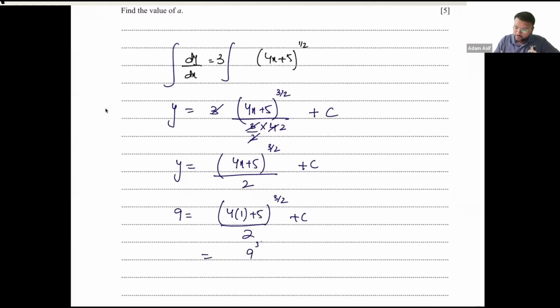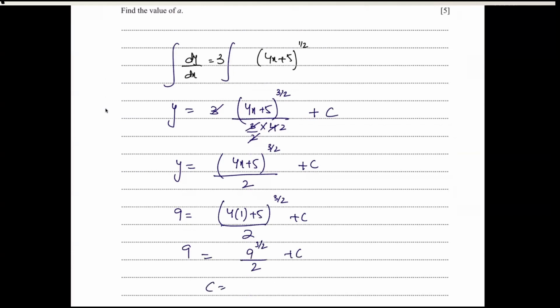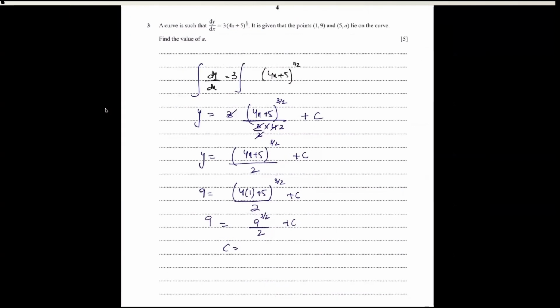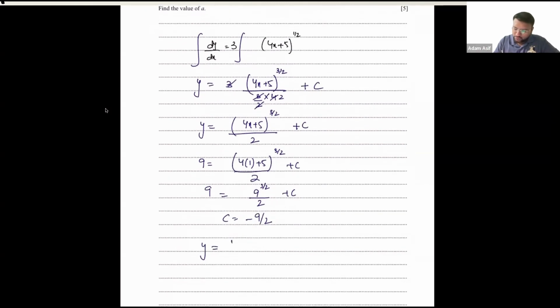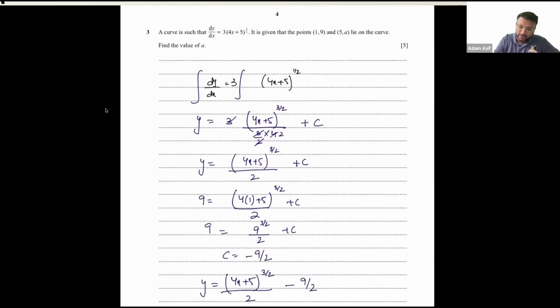So 9 raised to the power of 3 upon 2 divided by 2 plus c equals 9. Calculate and give me the value of c. I got minus 9 upon 2. For the value of c? Yeah. Okay, so c comes out to be minus 9 upon 2. So the equation becomes y equals (4x plus 5) to the power of 3 upon 2 divided by 2 minus 9 upon 2. We want to find the value of a.